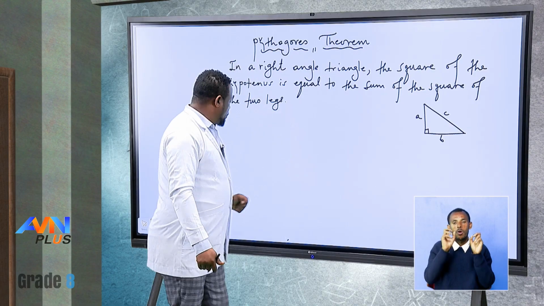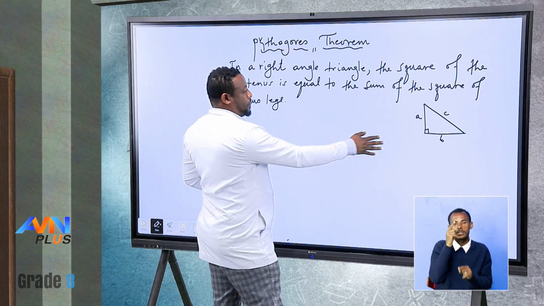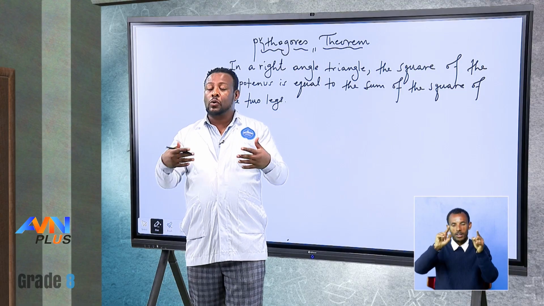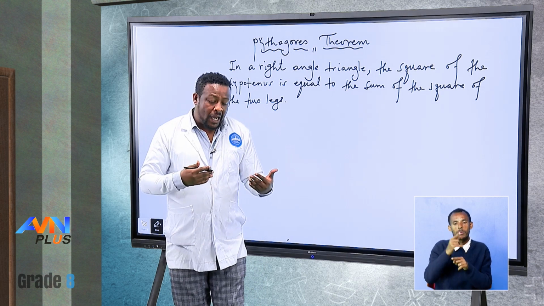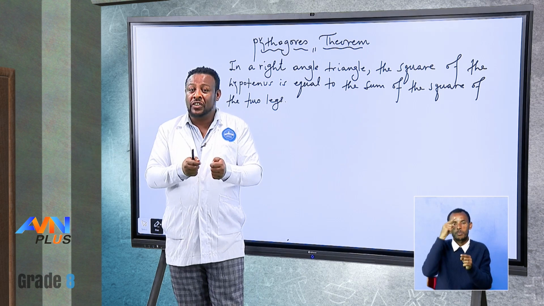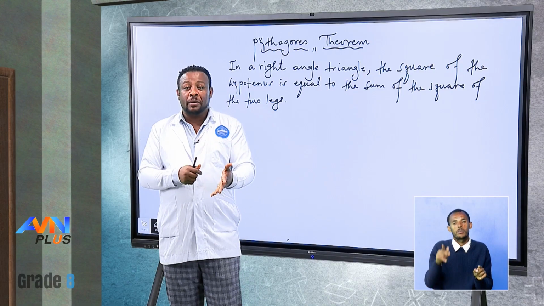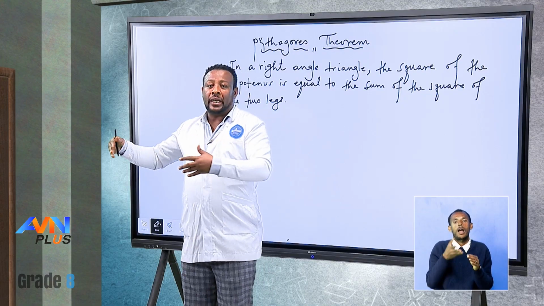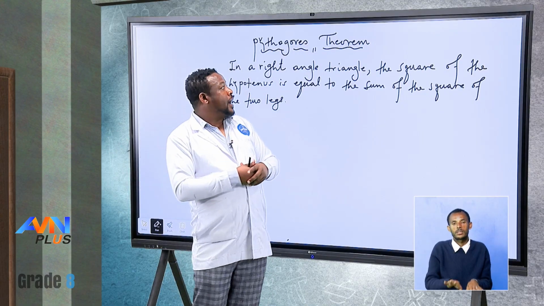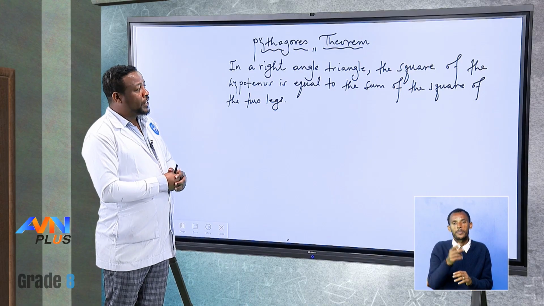Okay, so let's see the proof of this theorem. There are around 6 different ways of proving Pythagoras theorem, but we will not see all the different ways of proving. I will stress 2 different ways of proving the Pythagoras theorem. Then after, we will see examples that require the application of Pythagoras theorem. So let's see the proof.